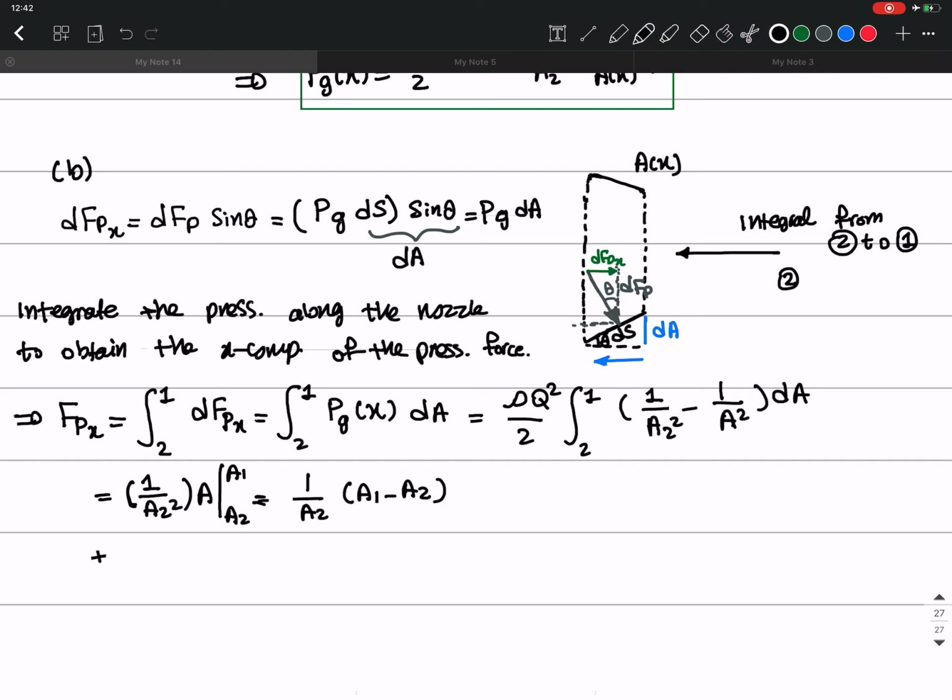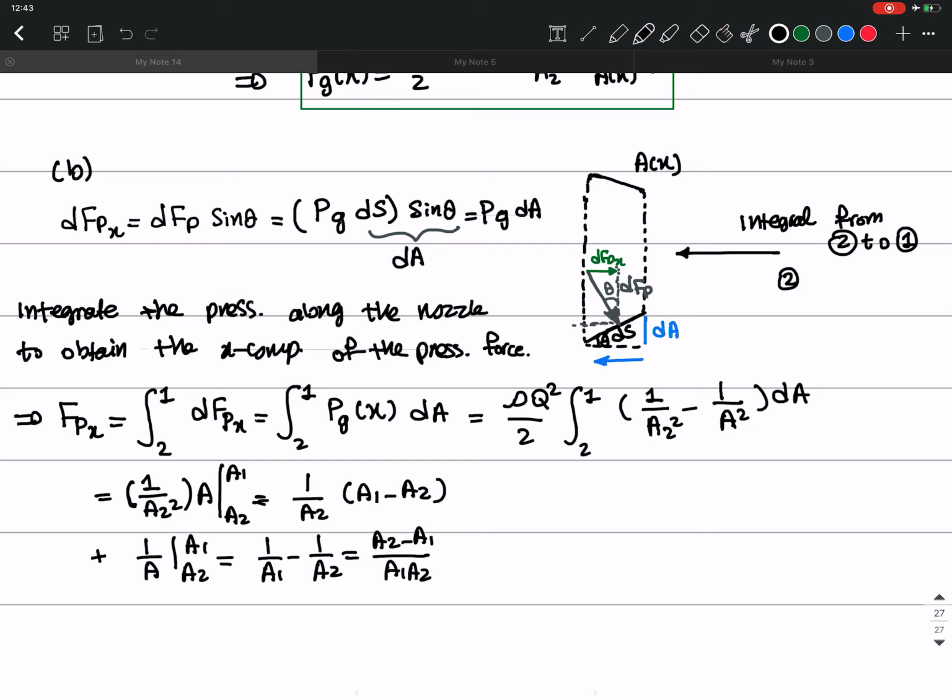If you take the integral of 1 over A squared, it's A to the power of minus 2, so the integral of that is going to be minus A to the power of minus 1, right? So I'm just going to use that. The integral is going to be minus 1 over A, evaluated from A2 to A1, so it's going to be 1 over A2 minus 1 over A1, which equals (A1 minus A2) over A1 times A2.